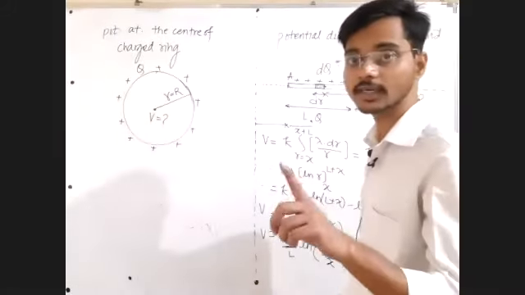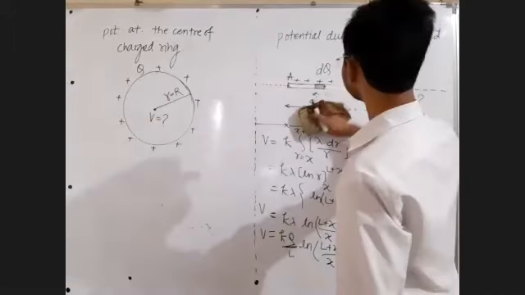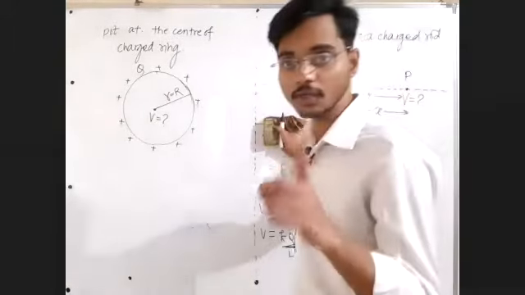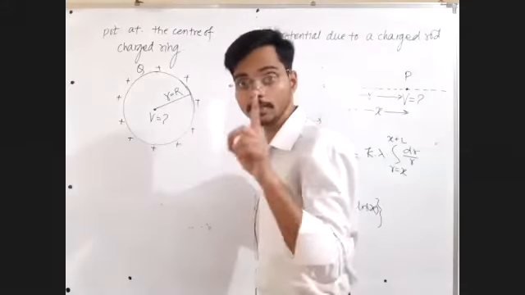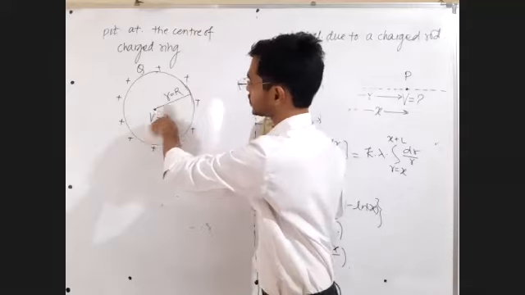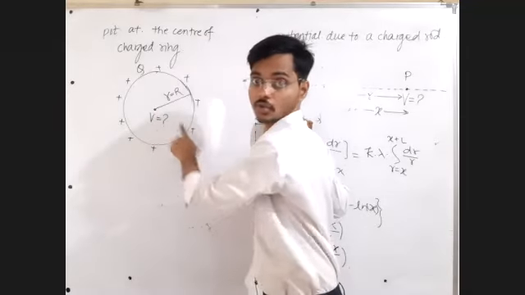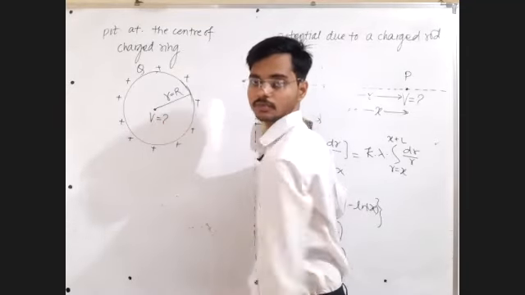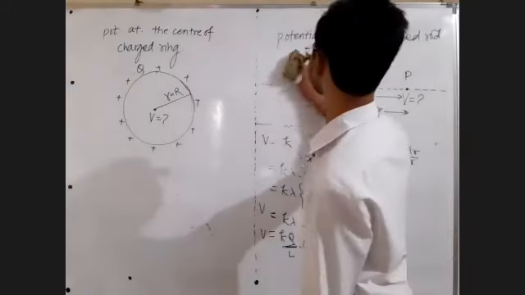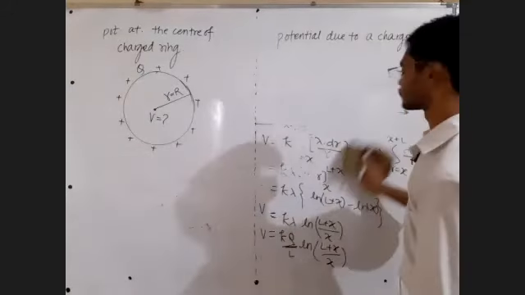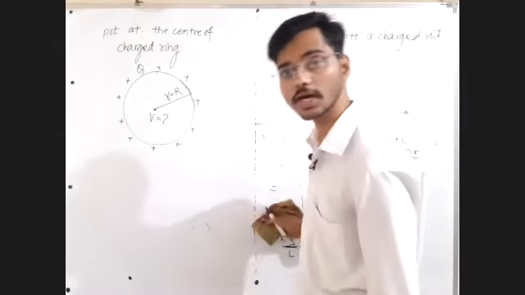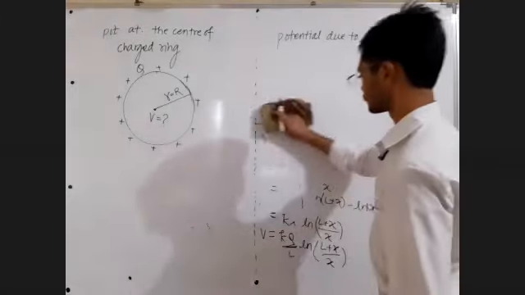Potential is a scalar quantity. Electric field is a vector quantity. Electric field at the center of the ring will be 0 because it is a symmetrical system. About this point, symmetry exists, so the electric field as a vector will be 0. Potential is a scalar value. Potential due to positive charge is positive. Potential due to negative charge is negative.